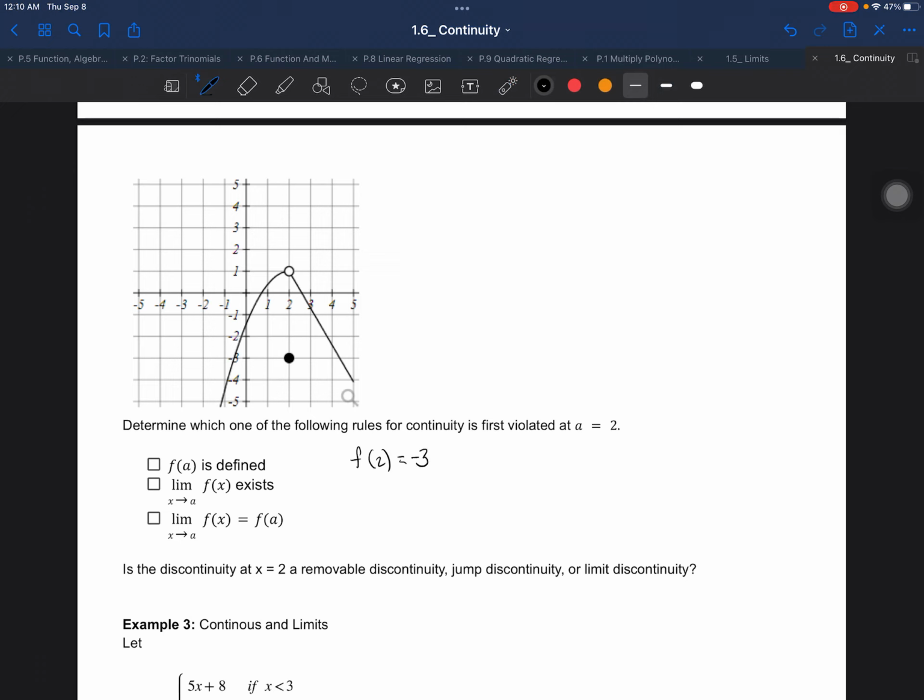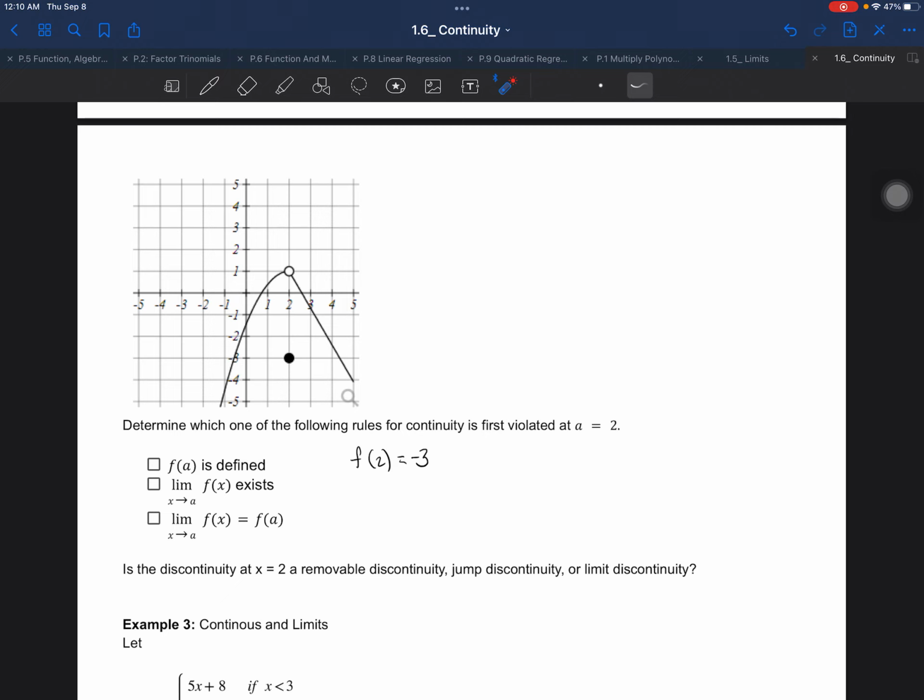So what would be non-defined? Well, it would be if this happened to be an open circle, or maybe this one didn't exist, then this would be the case where there was no dot for f of 2. So this one seems like it's doing fine. This does not violate the continuity of a function.